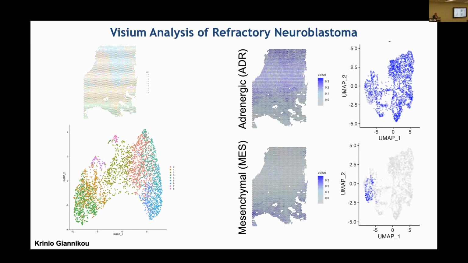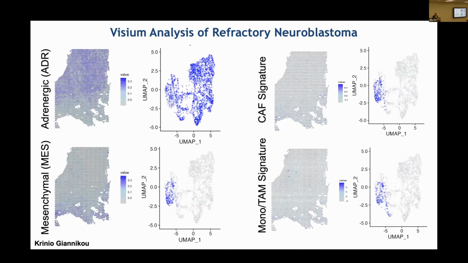And it turned out the bottom of this particular tumor was more mesenchymal, where the top was mostly adrenergic. You can see that on the UMAP as well, where there's a stronger signature of either mesenchymal or adrenergic. Then we went ahead and did the same thing for CAF signature and a monocyte and TAM signature. Again, I hope you appreciate they're also at the bottom of this tumor and highlighting the same UMAP area.